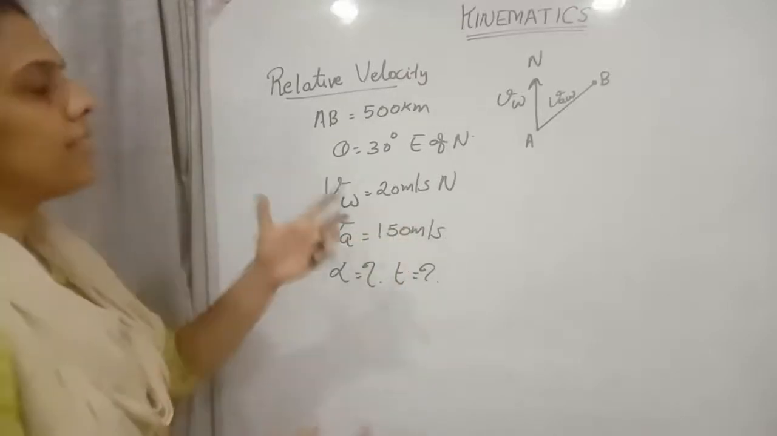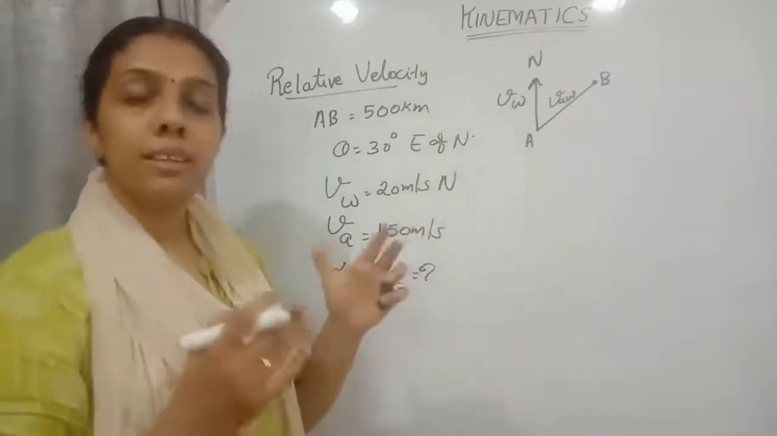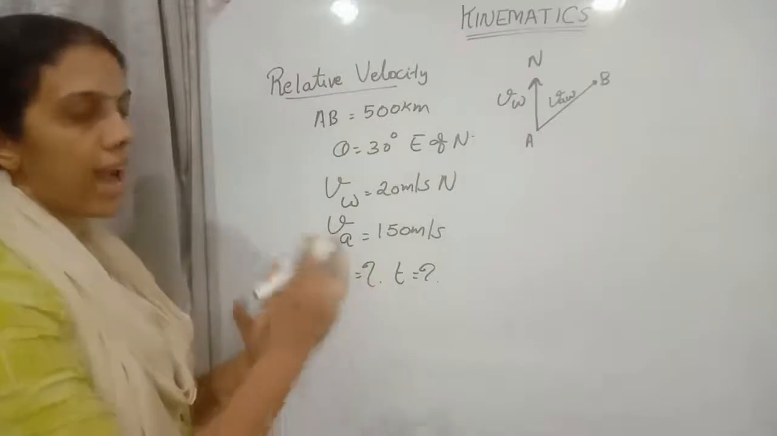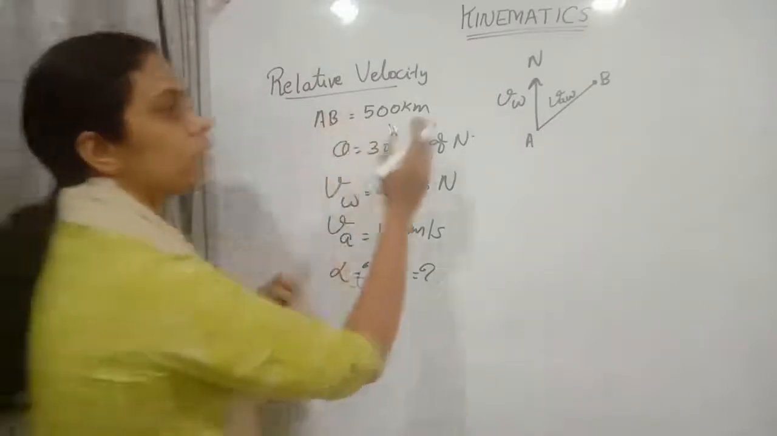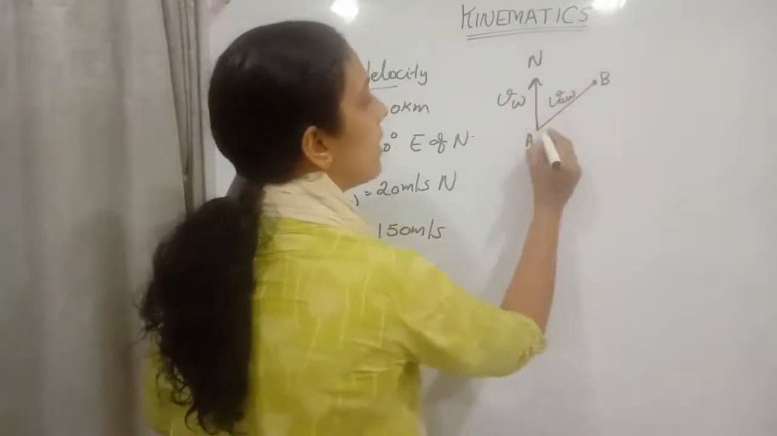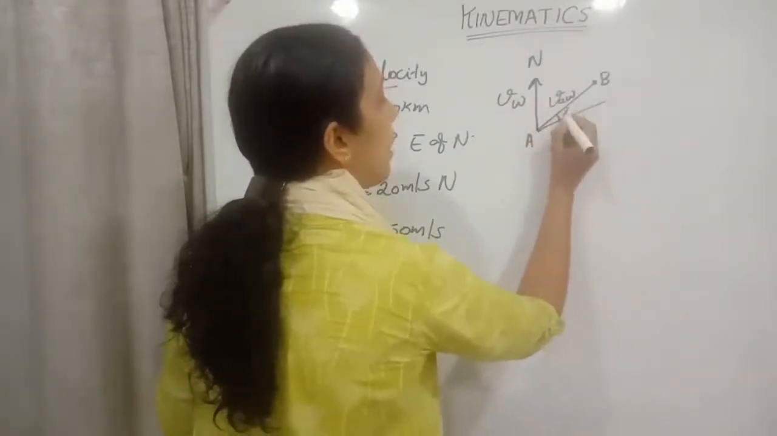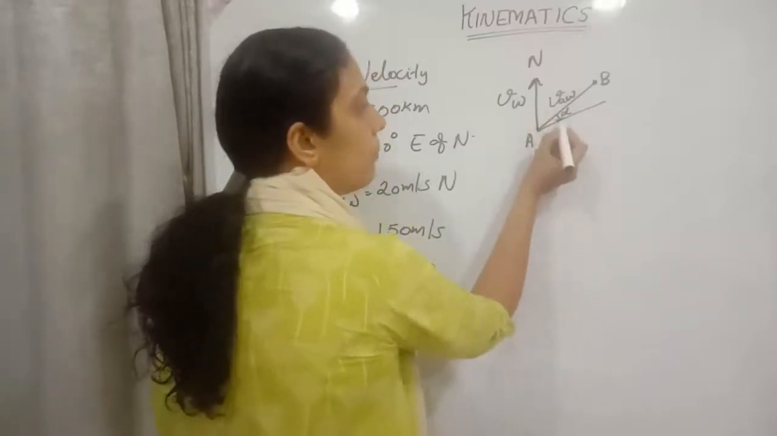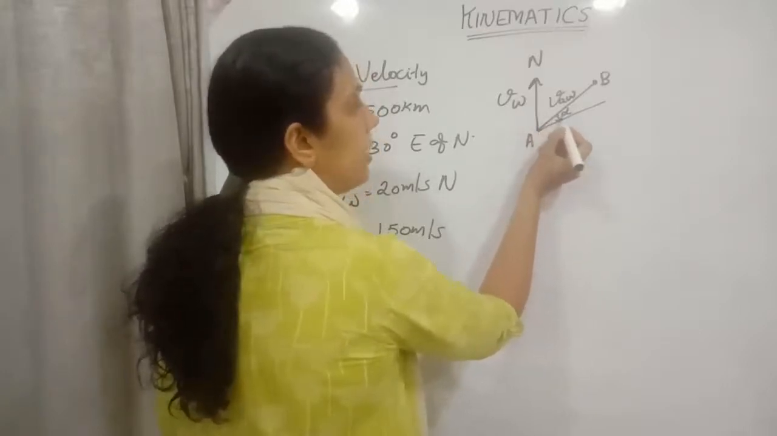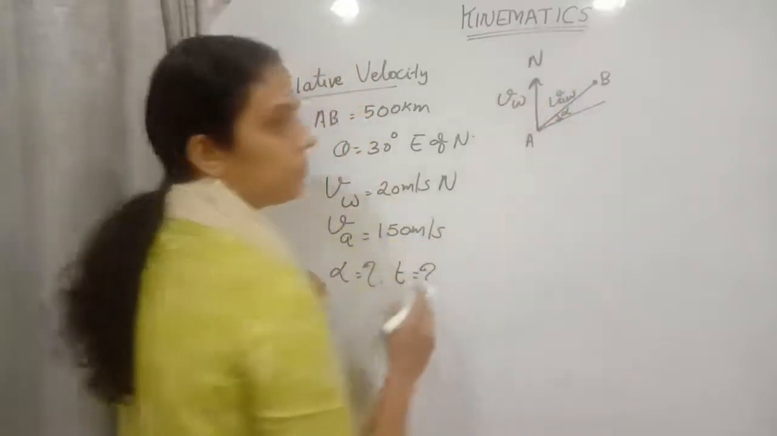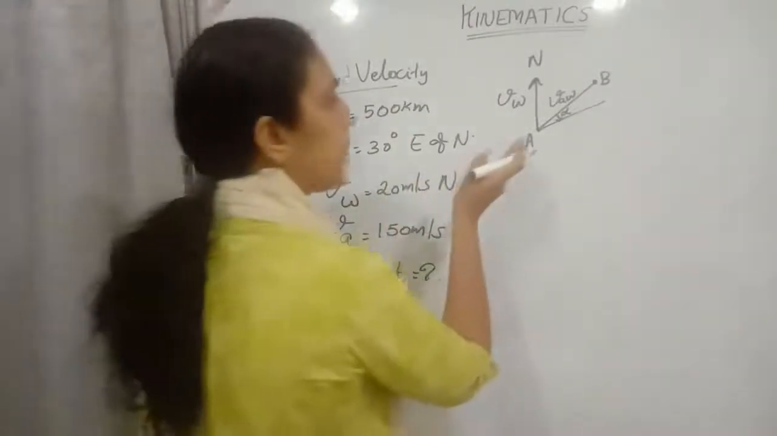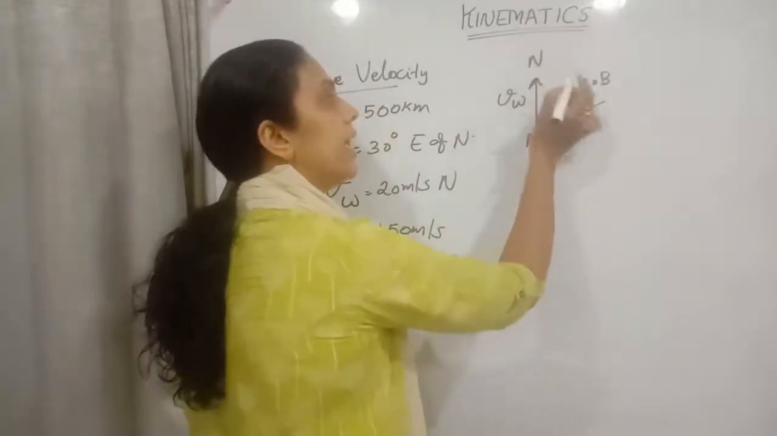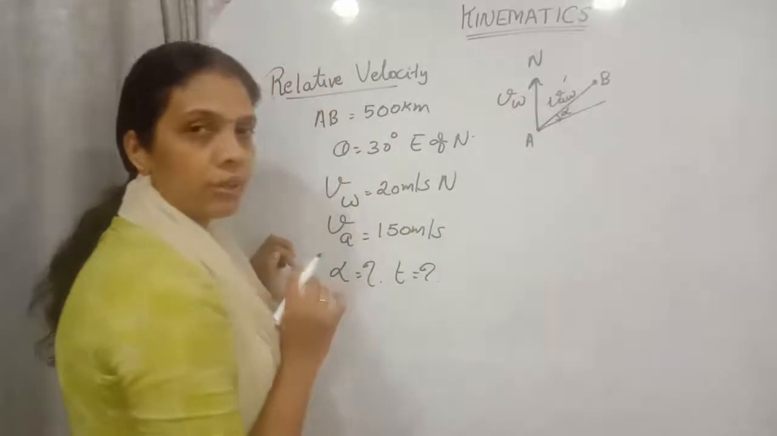Since wind is acting in the upward direction, the pilot should steer at an angle alpha to this direction. Since he is moving in this direction, this is alpha. If he is making an angle alpha with respect to this original direction, then because of the wind it can move in the upward direction. Because if the aircraft is going exactly through AB, what will happen? Because of wind it will be moving in this direction. That should not happen.